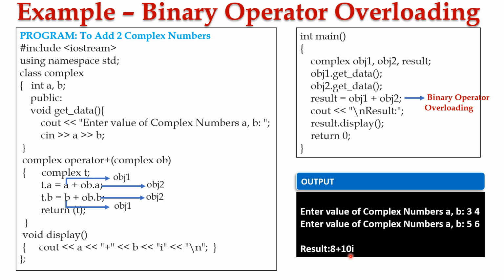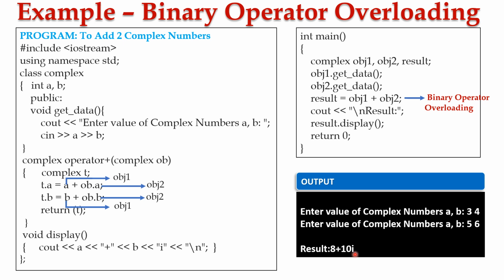We all know that the value 8 is obtained from the object 1's a and object 2's a, which has been added. That is 3 plus 5 is added. We have obtained 8 and 10 is obtained via object 1's b value and object 2's b value. That is 6 plus 4 is 10. Since it is imaginary part, we are representing it with i. So 8 plus 10i is the final result which is displayed to the user as shown in this output.